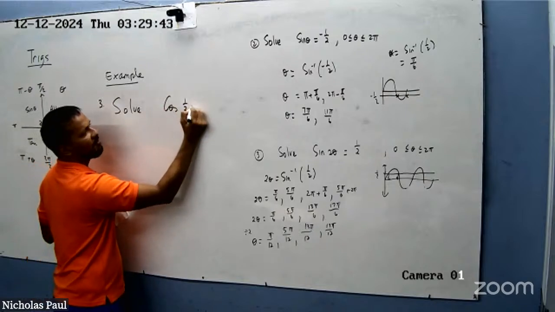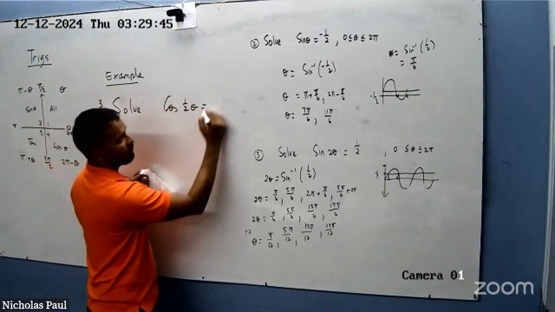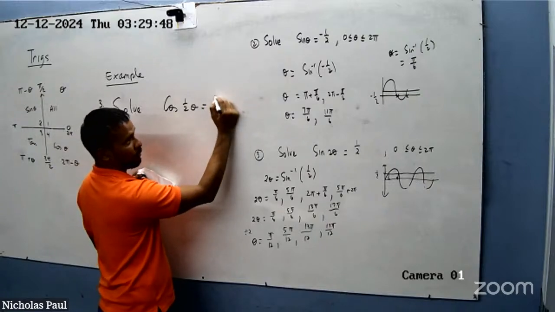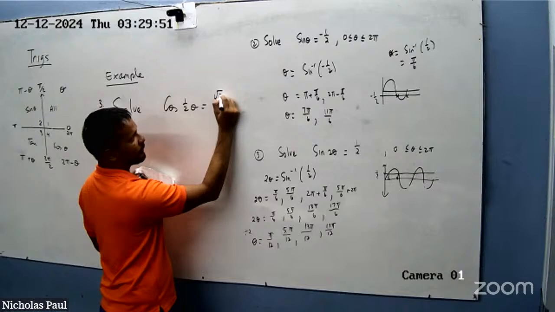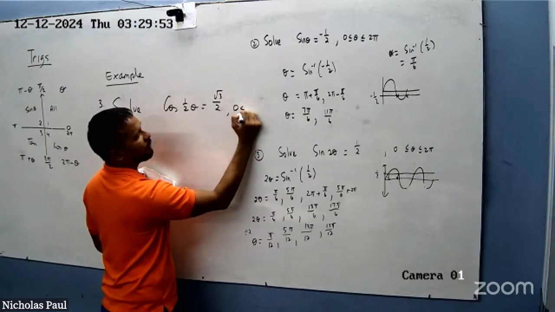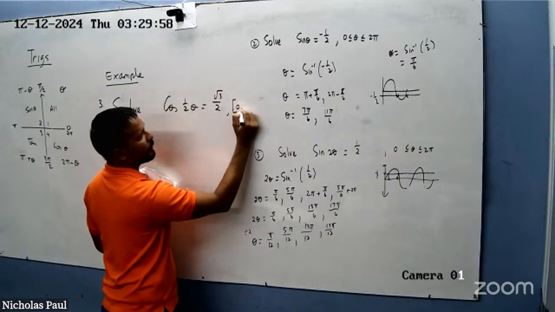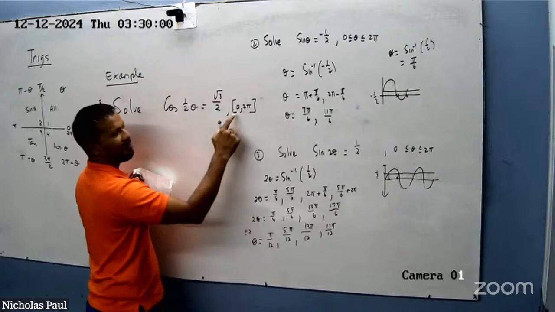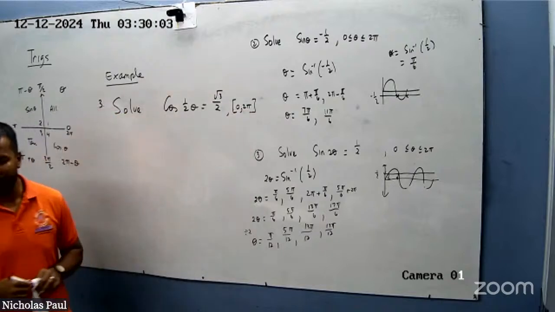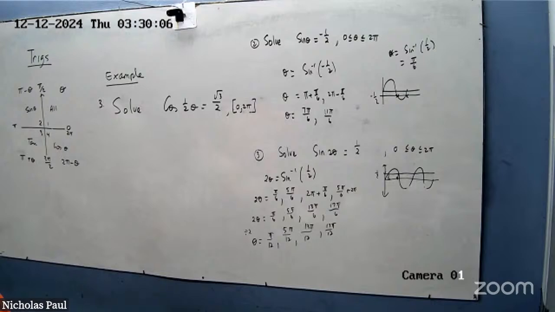Cos 1/2 theta, right? Let's use a value that we know, right? We know root 3 on 2. Between 0 and 2 pi. Right? That symbol means between 0 and 2 pi.